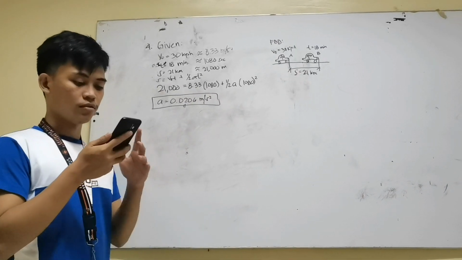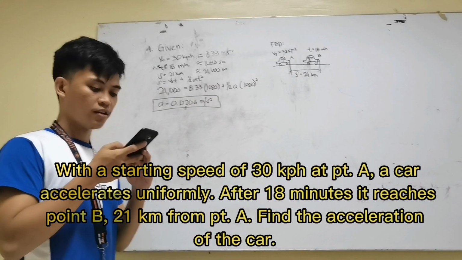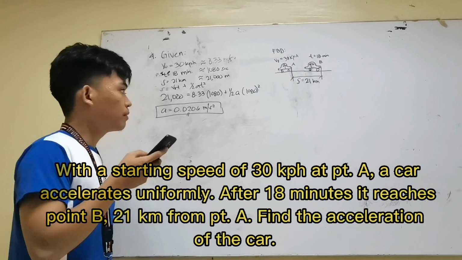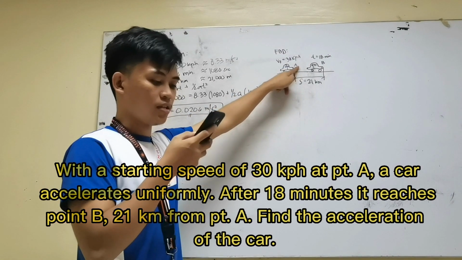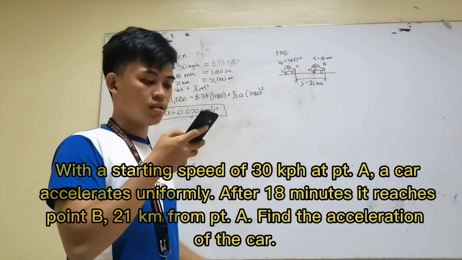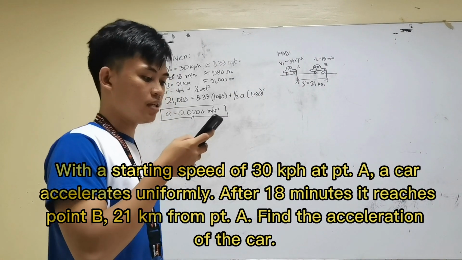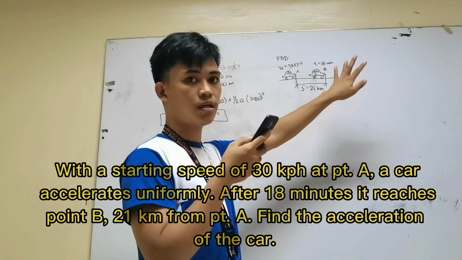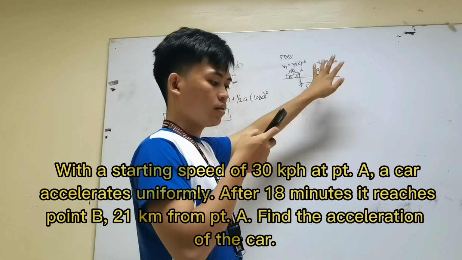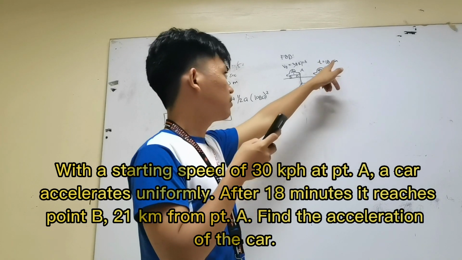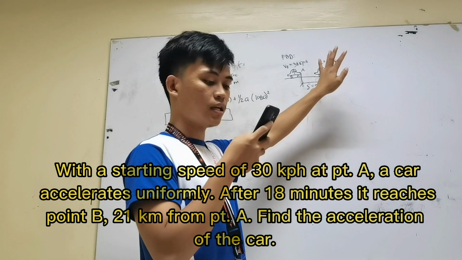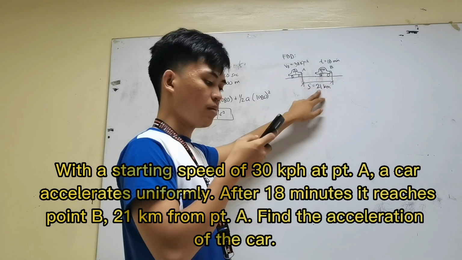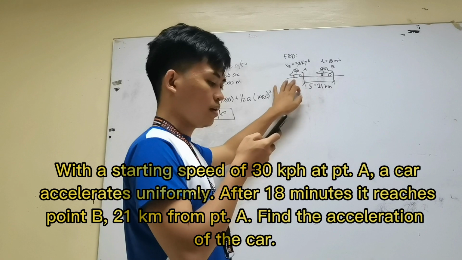Next given. With a starting speed of 30 kph at point A, a car accelerates uniformly. After 18 minutes, it reaches point B. So if it reaches B, the given is 18 minutes, and 21 came from point A.